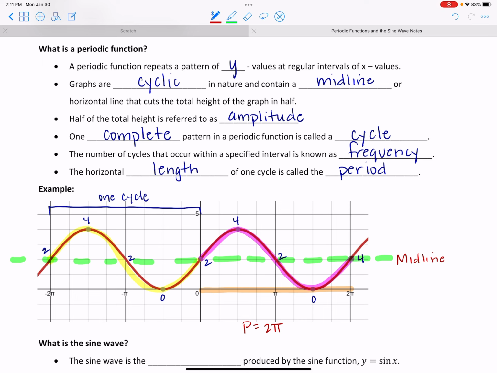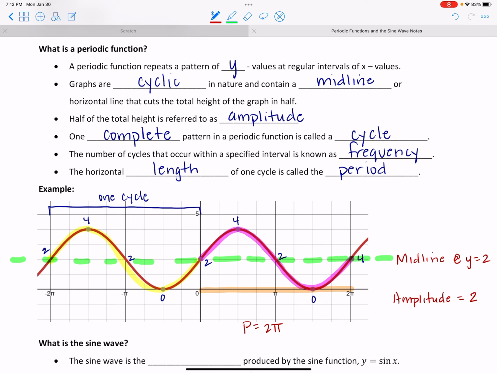And since the graph goes 2 units above that, 2 units below, or half of that total height of 4 is 2, we would say that the amplitude in this graph, the amplitude for this periodic function is 2. And this midline would specifically be at a y value of 2, so we would say y equals 2. Okay, so a lot of terminology, but hopefully not anything too crazy in topic, and some of this terminology is going to come back in.